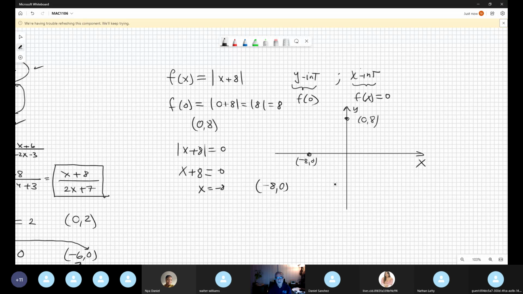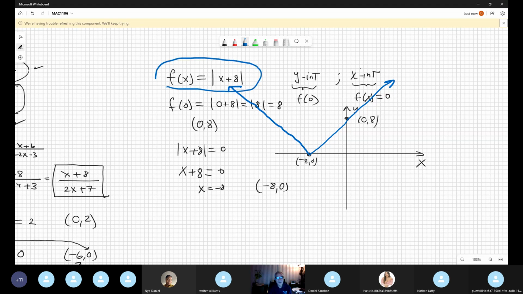I have 2 points, and the graph, I anticipate, can look like that. It's a line. And the absolute value graph always has 2 branches. One branch to the right and one branch symmetric to the left. This is the graph that corresponds with that function.